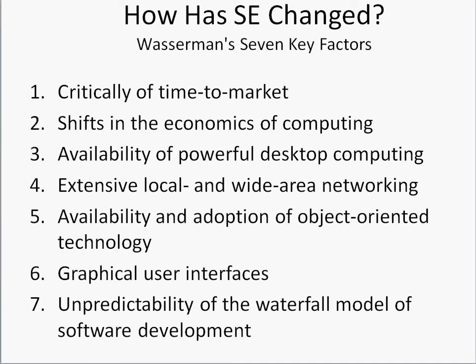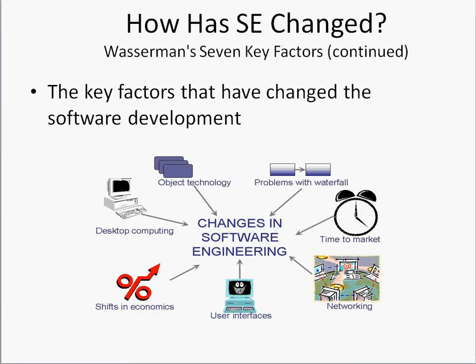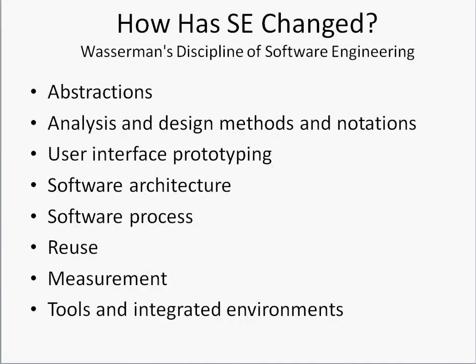Availability of powerful desktop computing, the emergence of local and wide area networking, graphical user interfaces, and some of the many issues in the waterfall model of software development, which we'll talk about in Unit 2. So this is a great diagram here. As you can see, we've got time to market, networking, interfaces, economics, and desktop computing. All those have pushed the complexity of software engineering to a new level.